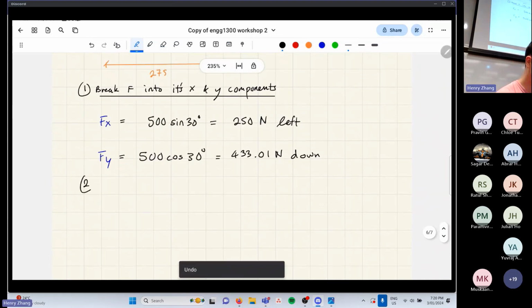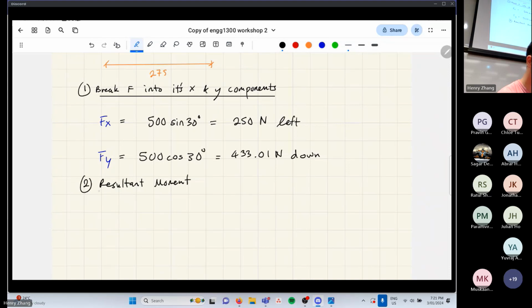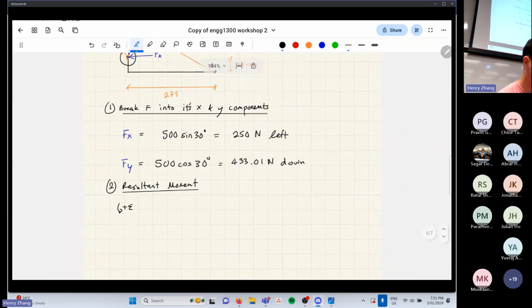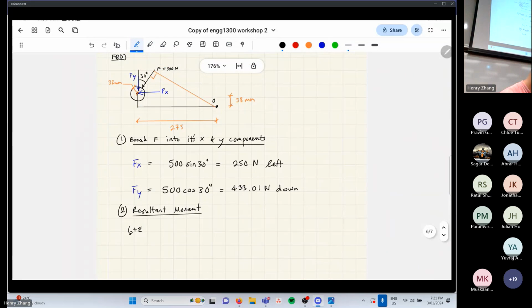Anyway, so we've got the resultant moment. This is similar to what we did last workshop on resultant force, except we're going to do resultant moment here. Let me zoom out. The sum of the moments about O, we're going to equate that to our resultant moment. I'm just going to leave it in newtons and millimeters and then convert it later.